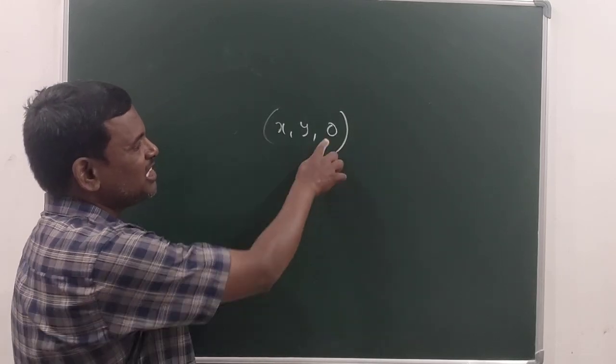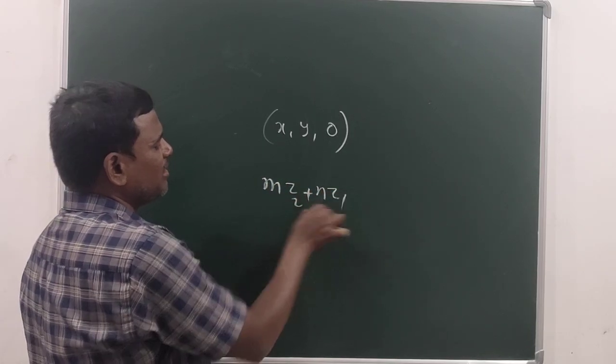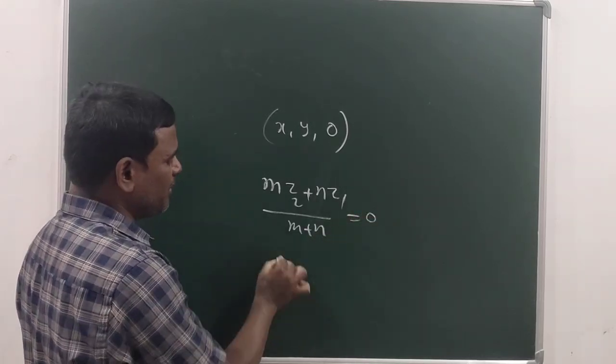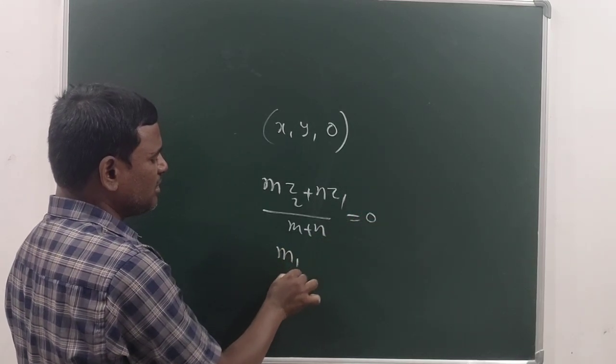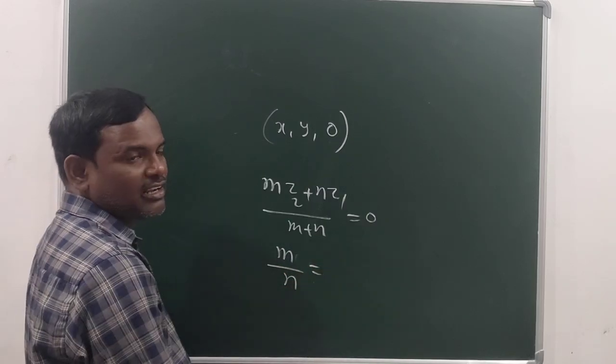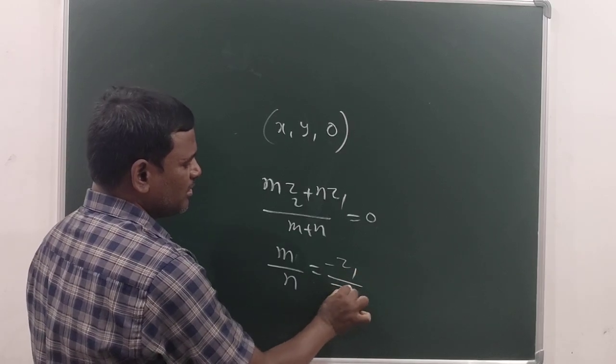Hence, in the section formula, equate (mz2 plus nz1)/(m plus n) to 0, and simplify this. So after simplification, you will get m by n. So send it to the right side and simplify this. You will get m/n equal to minus z1 by z2.